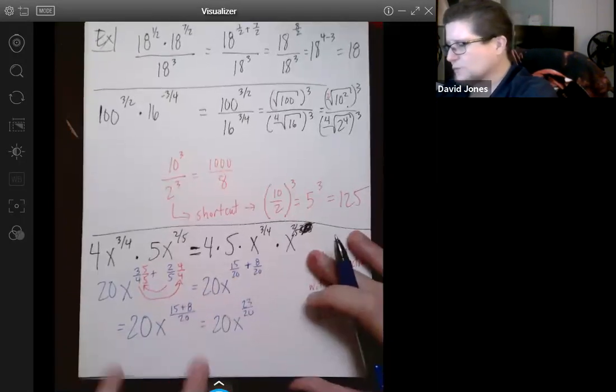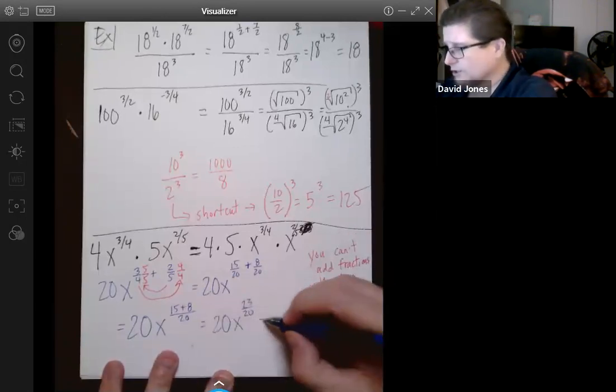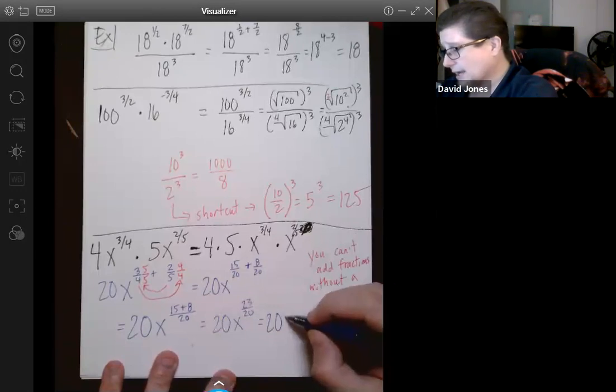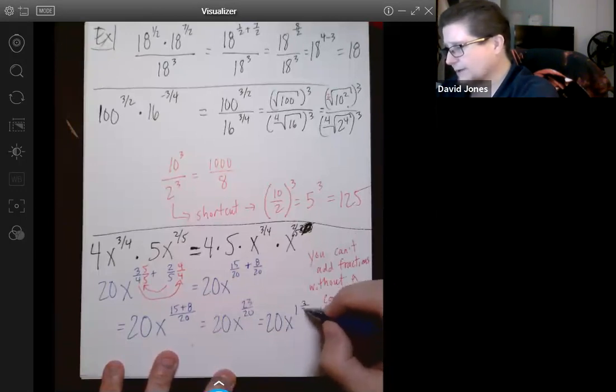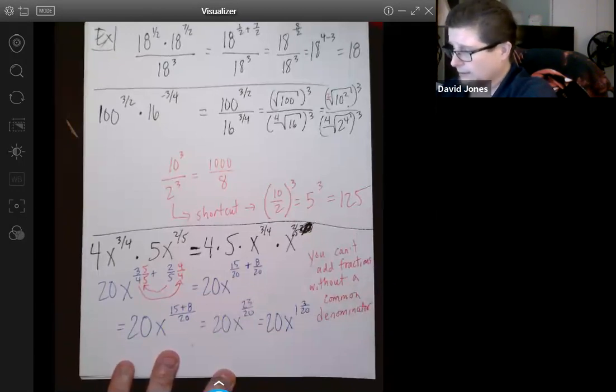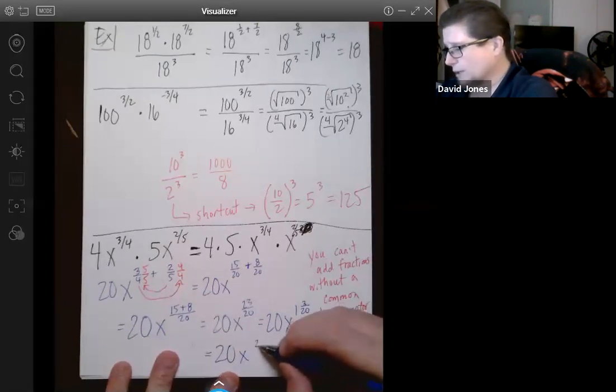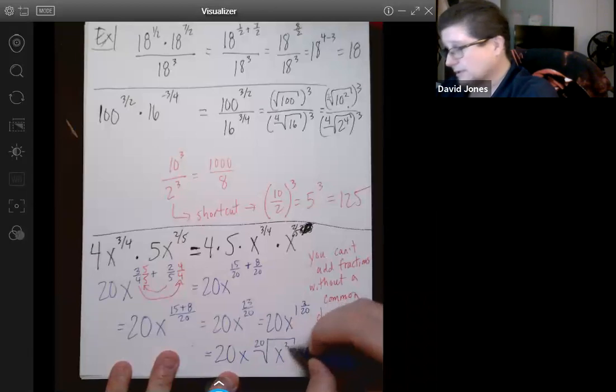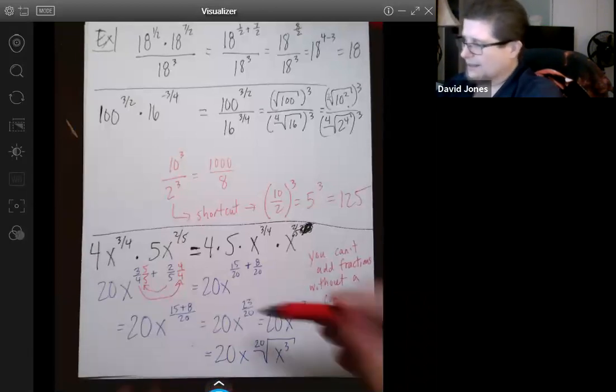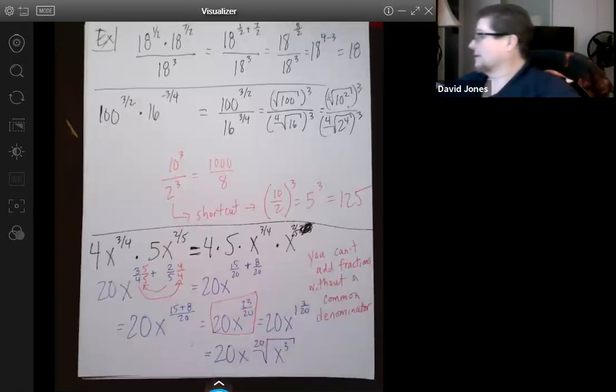Depending on if they accept that as where you can leave it, that's valid. This is also 20x to the 1 and 3/20 if we turn that fraction into a mixed number. And that would make this 20x times the 20th root of x cubed. I think that's a good stopping point, though. Okay. I'll give you one to try.